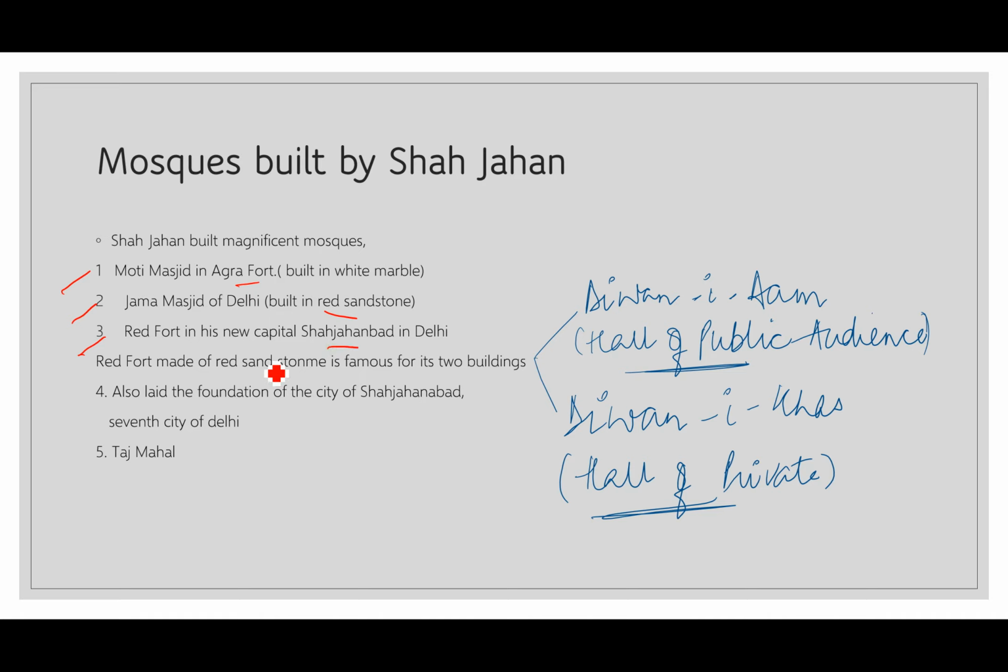Now the Red Fort, made of sandstone, is also famous for its buildings. He also laid the foundation of his city of Shah Jahanabad, which was the seventh city of Delhi. Right, now this Red Fort actually houses two kinds of halls. One is the Hall of Public Audience, Diwan-e-Aam, and the other is Diwan-e-Khas, the Hall of Private Audience. These are found in the Red Fort.